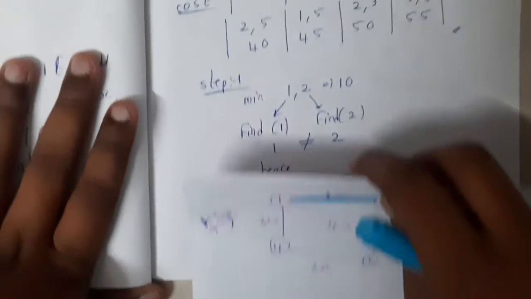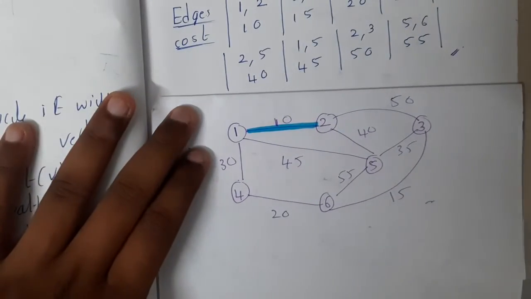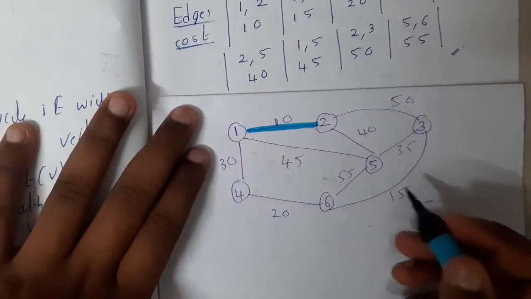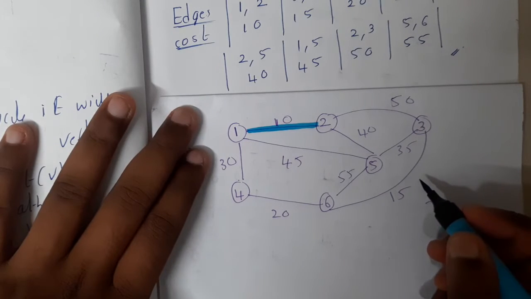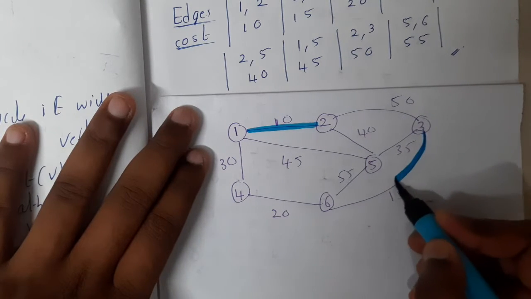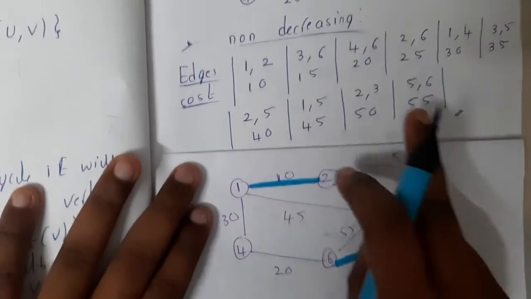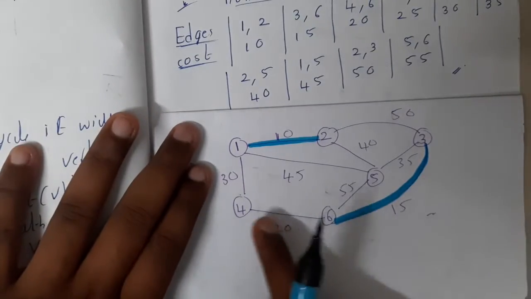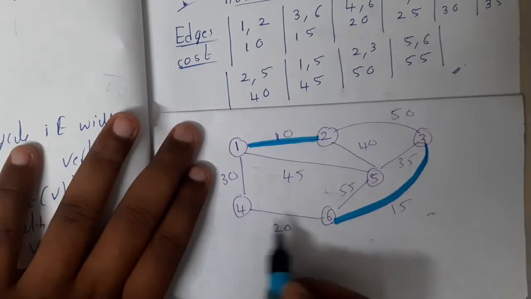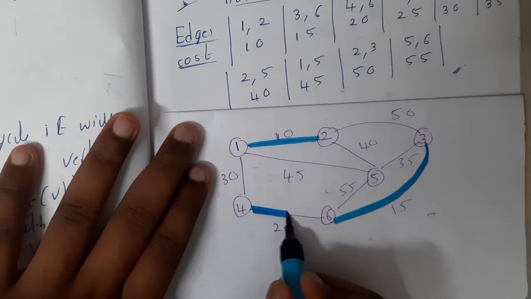Now again, what is the minimum? The next minimum is 3, 6. So 3, 6 is here. There are no previous connections for this also, both are empty. Similarly 4, 6. Again these two are not previously connected, so you can connect them.